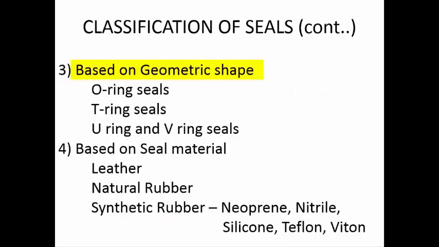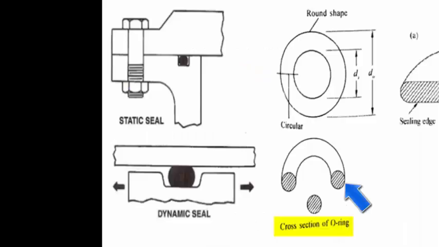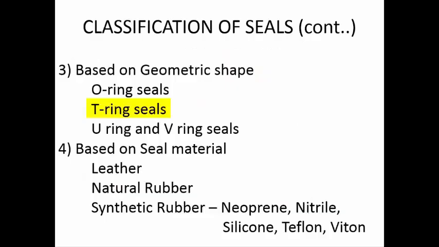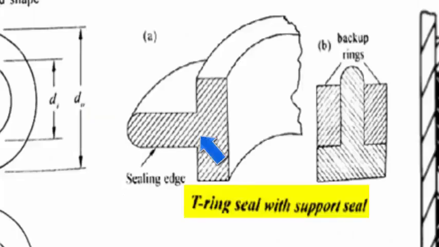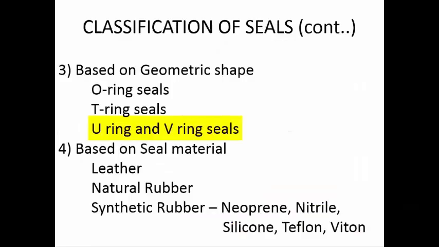So the next classification is based on the geometrical shape. There are three basic types. One is the O-ring seal. The cross section of the seal will be circular in nature. Next one is the T-ring seals. If you are cutting the seal at any location, you will see a T-shaped cross section. Then you are having U-ring seals and V-ring seals.